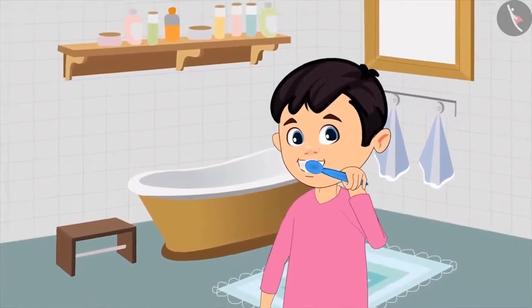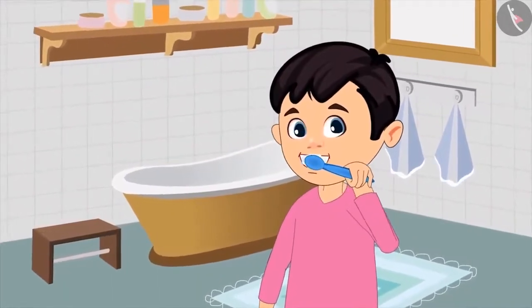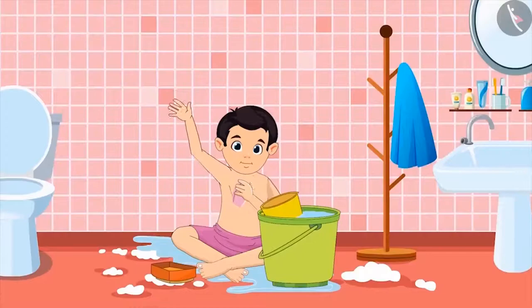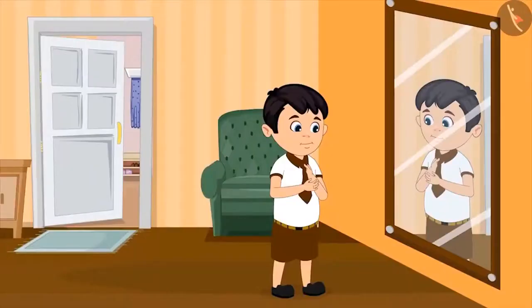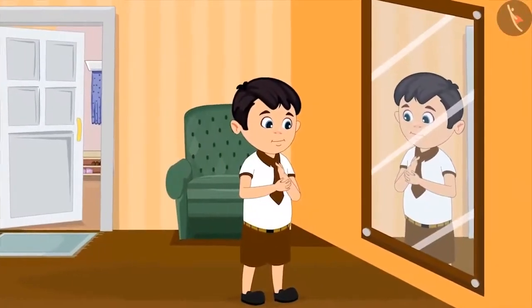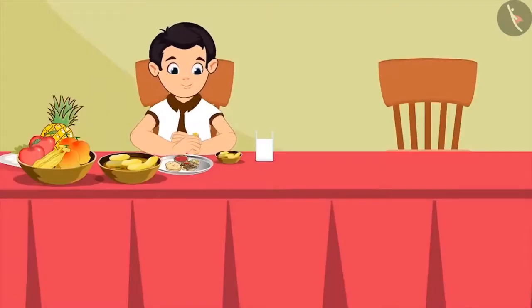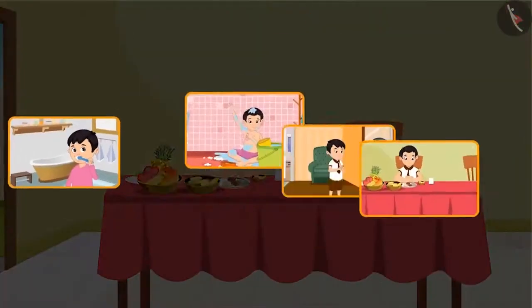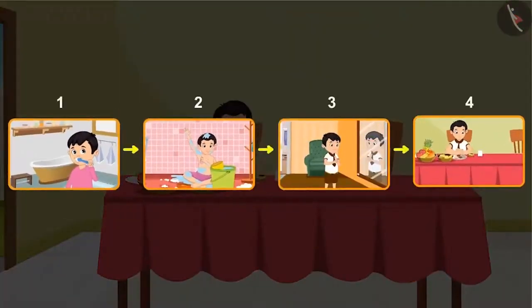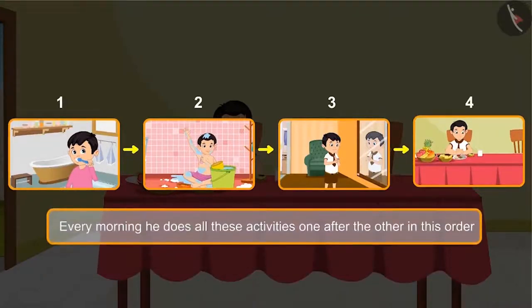He gets up and brushes his teeth first. Then he takes a bath. After taking a bath, he gets ready for school. Then he eats breakfast and drinks milk. This is the order of Chotu's morning activities. This means every morning he does these activities one after the other in this order.